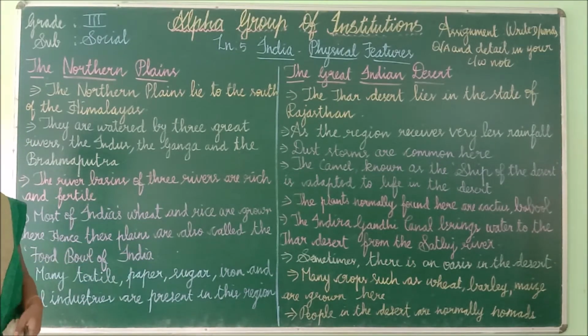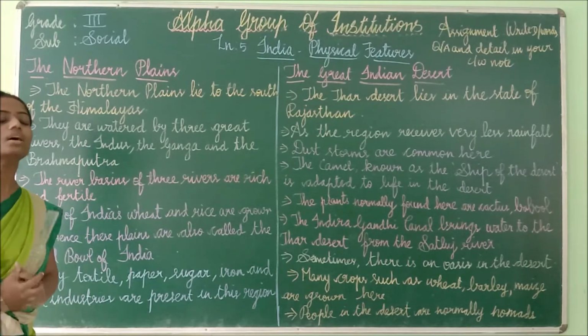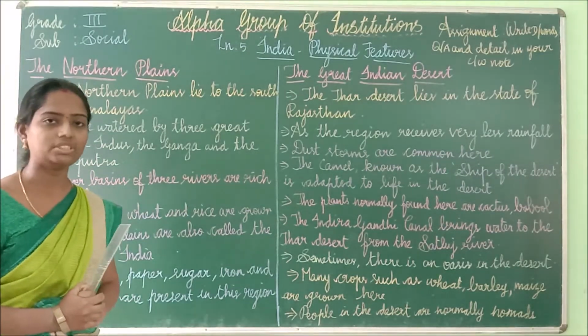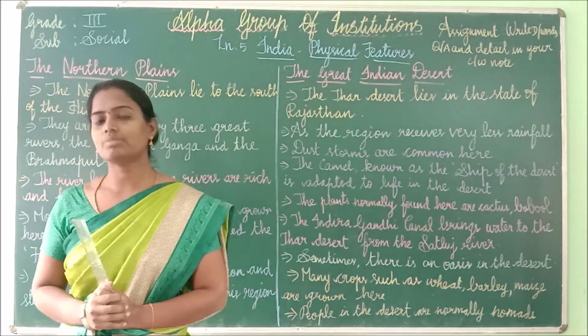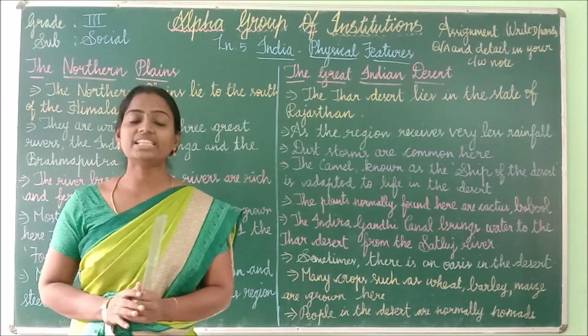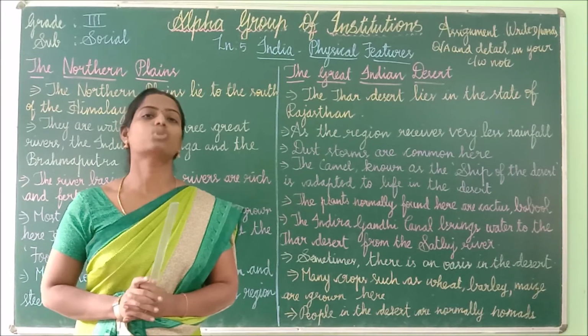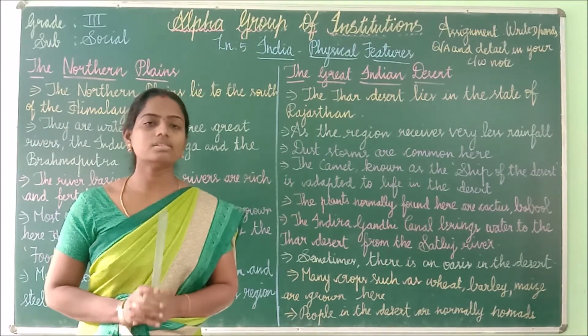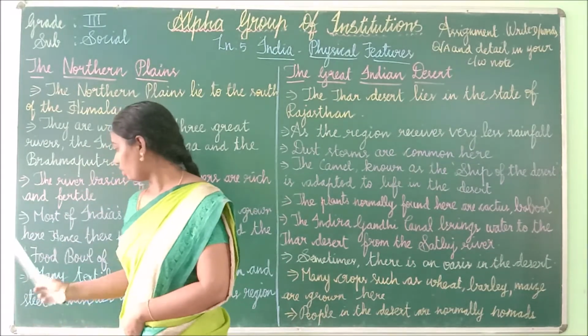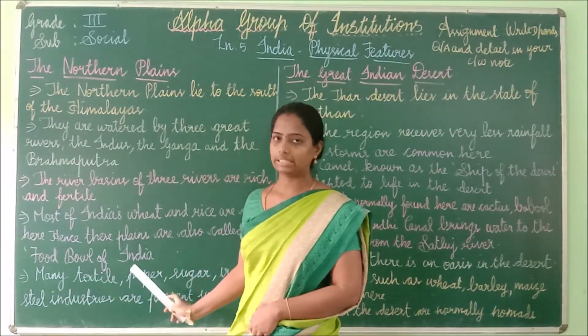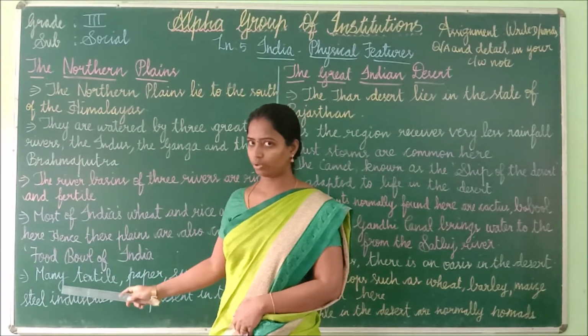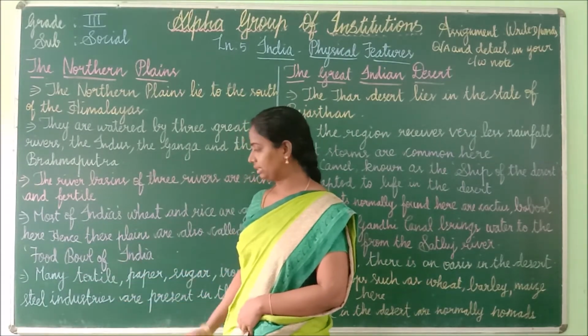Okay, so this is mainly called the food bowl of India, children. This northern plains, because India's wheat and rice are mostly grown here. So this is mainly called the food bowl of India. It is a very important point, children. Okay, food bowl of India.